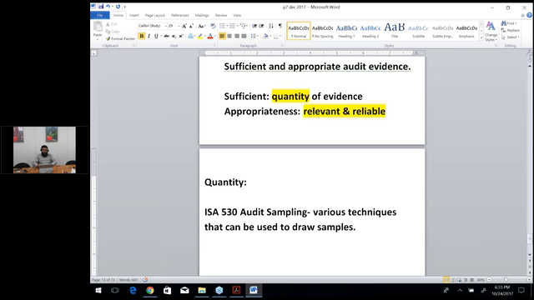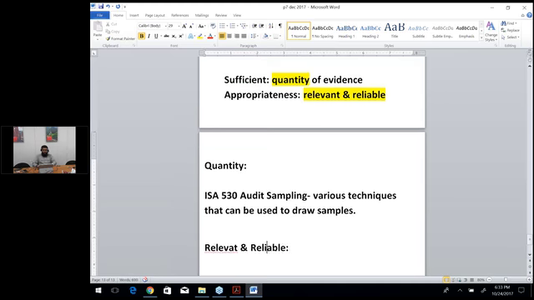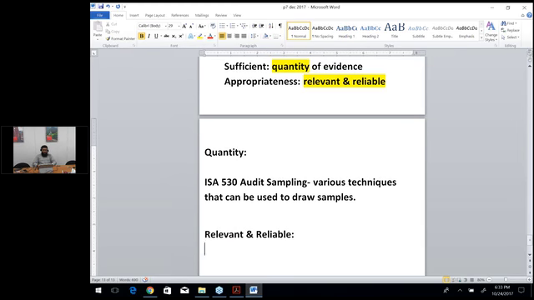Number two, when we talk about relevant and reliable audit evidence, relevant and reliable audit evidence actually means the audit evidence is relevant when it is satisfying a relevant assertion.